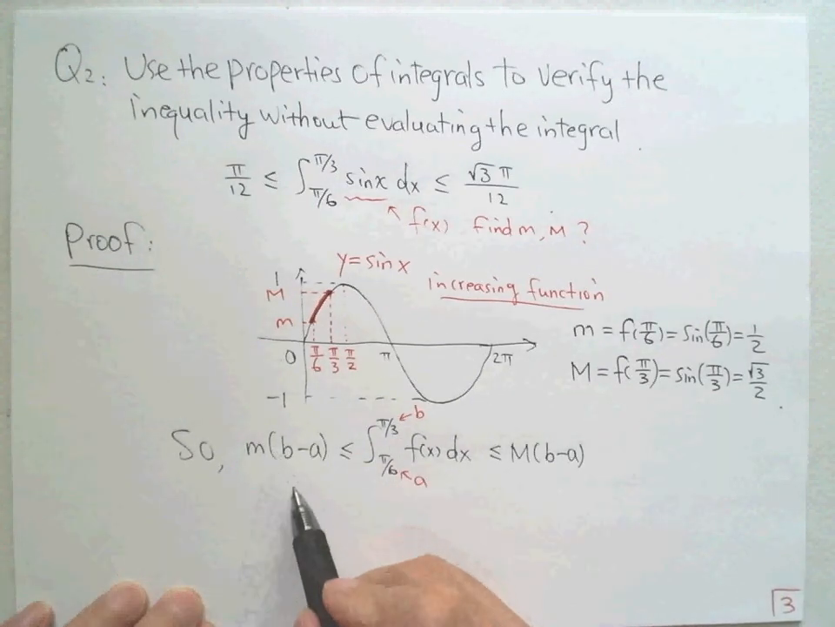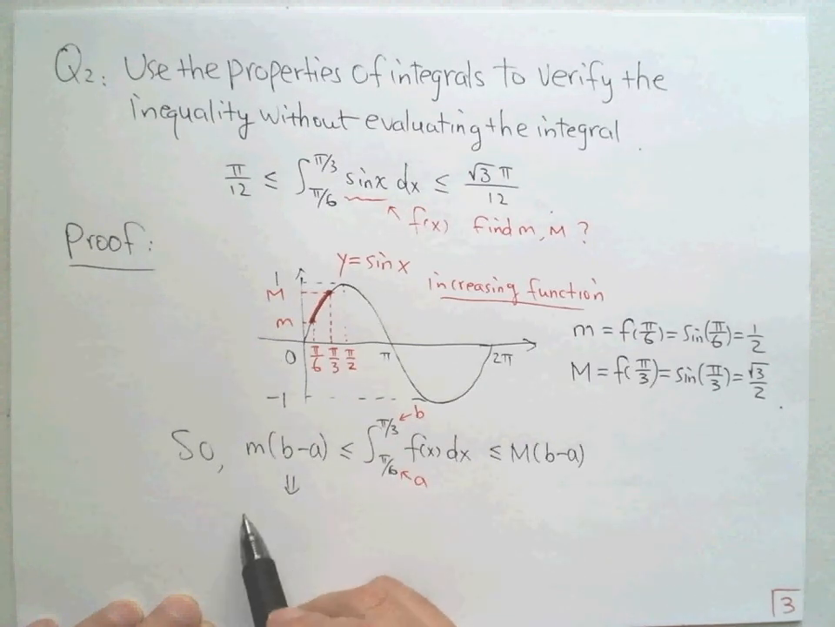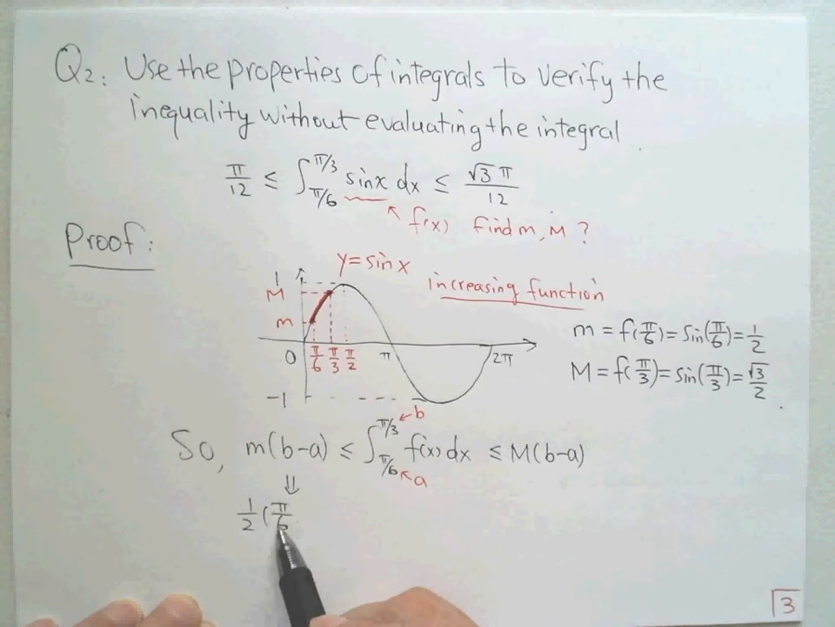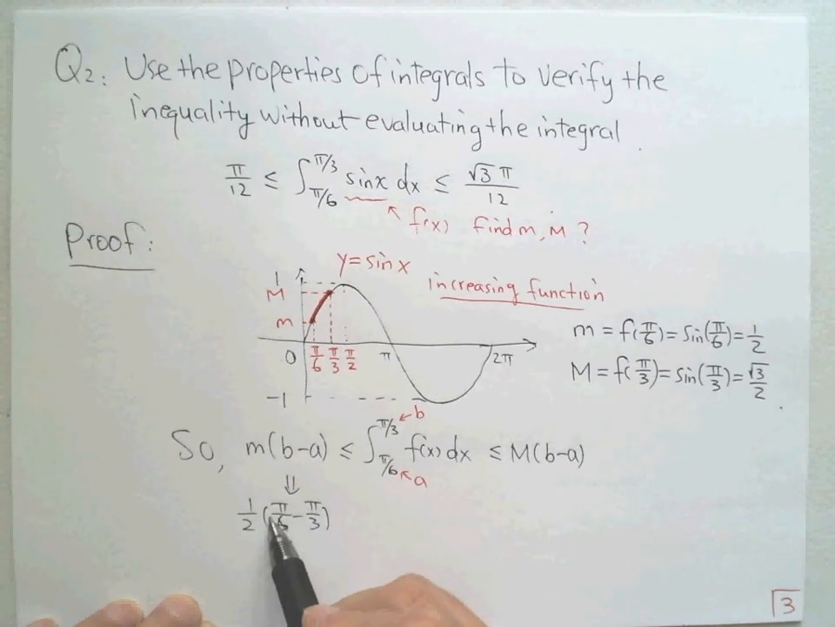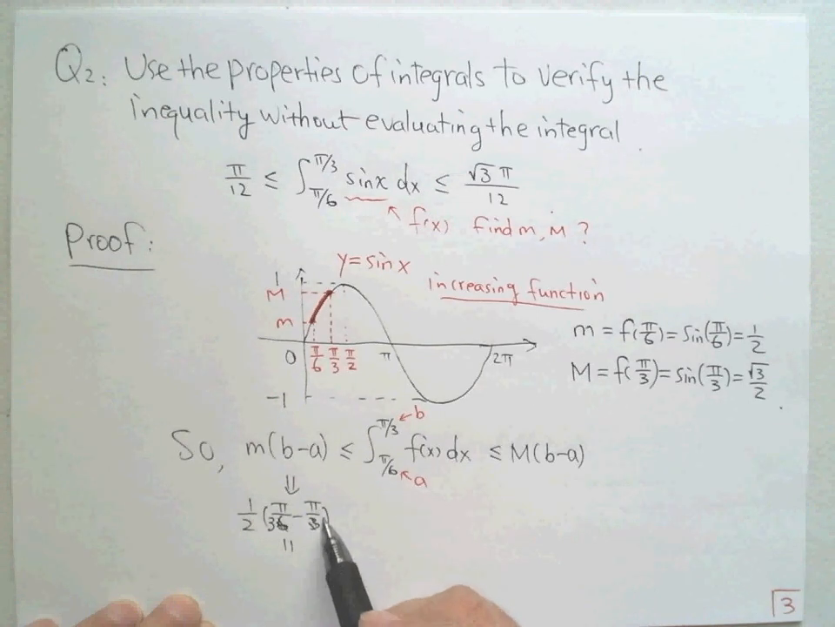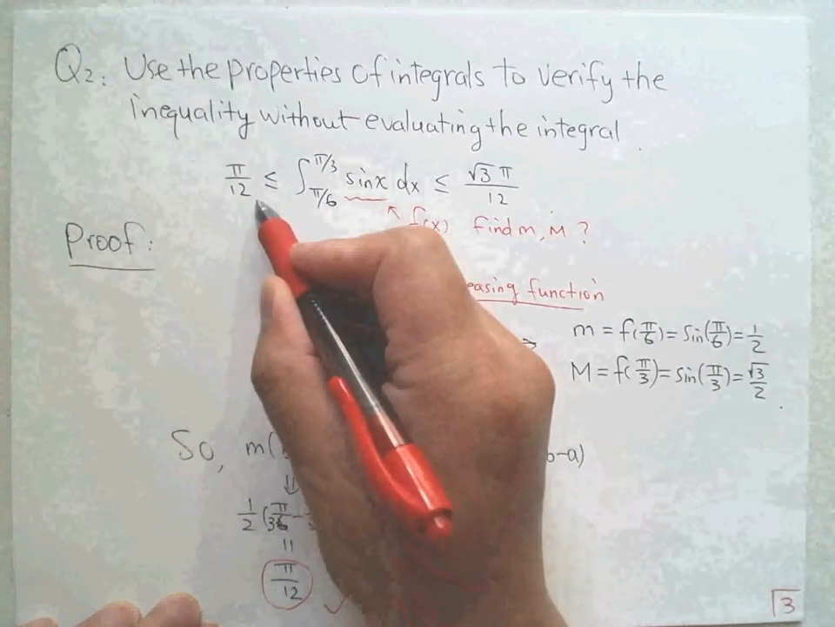So we're going to do the calculation for the left. The left is 1/2. So I plug in 1/2 times (pi over 6 minus pi over 3), and do the calculation. What do we get? I think I got it wrong, right? So b is pi over 3. Sorry, this is pi over 3 and this is pi over 6. Okay, and then doing the calculation, what we get is pi over 12. Yeah, that's good. This is the left.